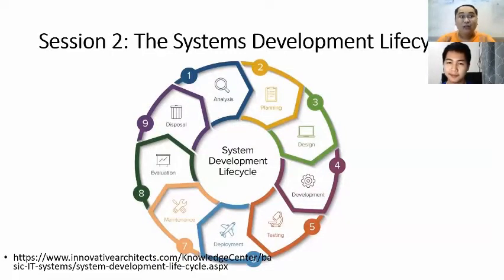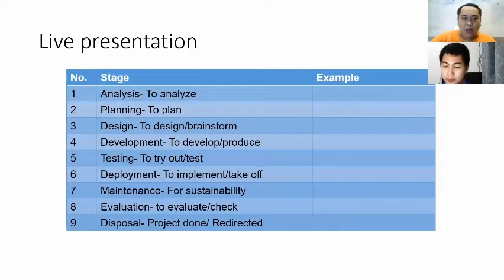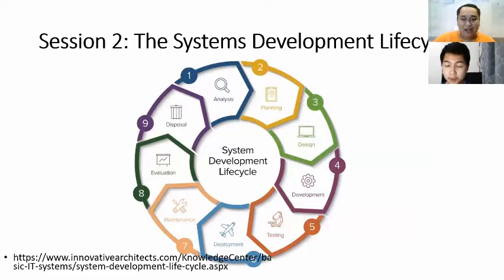As we proceed, we will be tackling session 2, the systems development cycle. In terms of the systems development cycle, there are 9 particular things that we need to consider.